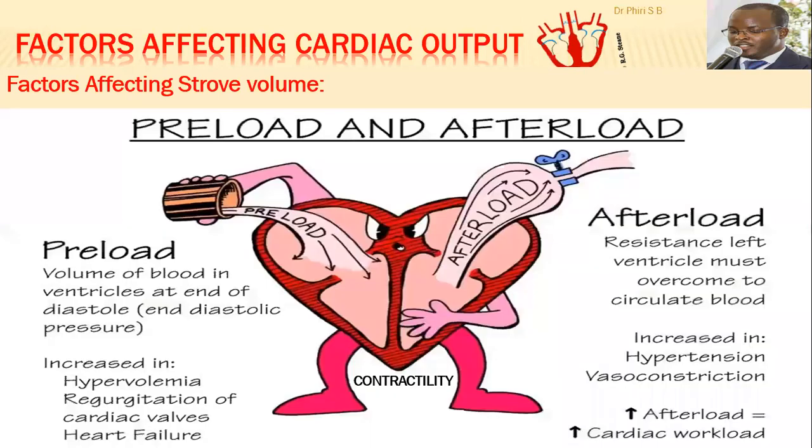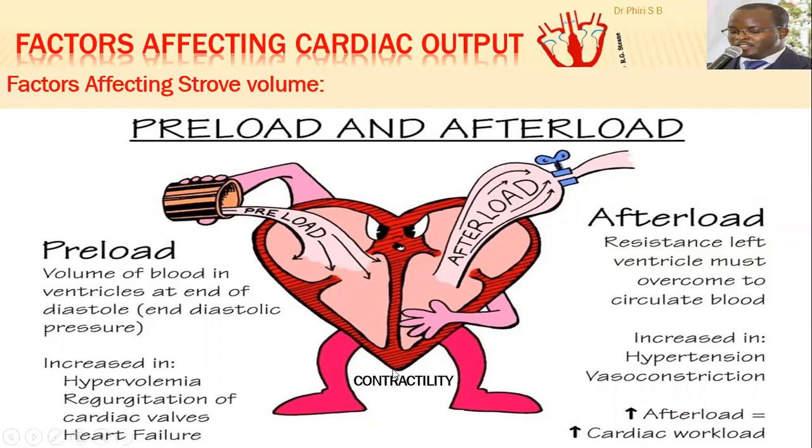This diagram here is just summarizing the three primary factors that will have an effect on the stroke volume. You have the preload, afterload, and the contractility at the center here, the contraction of the myocardium themselves. You have the preload, the volume of blood in the ventricles at the end of diastole, so end diastolic pressure.